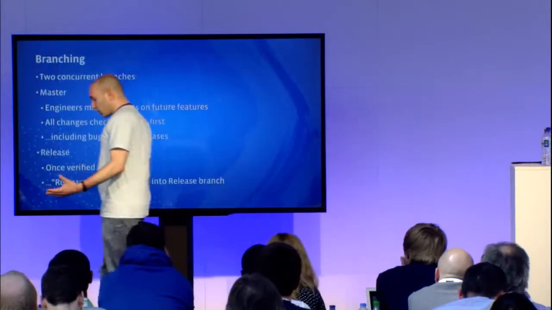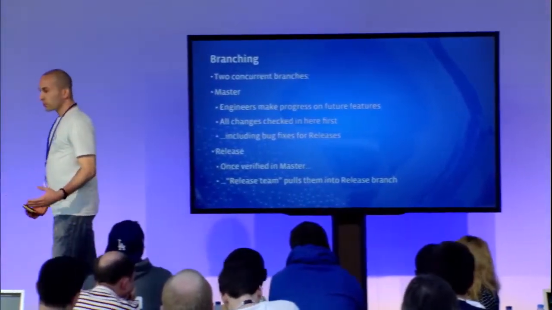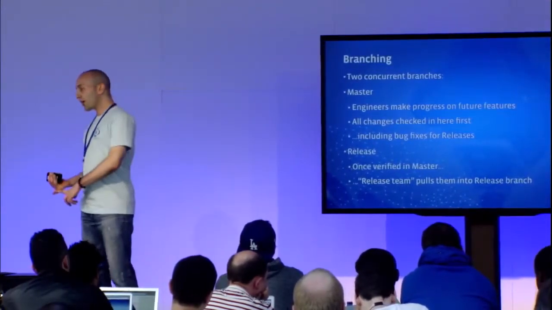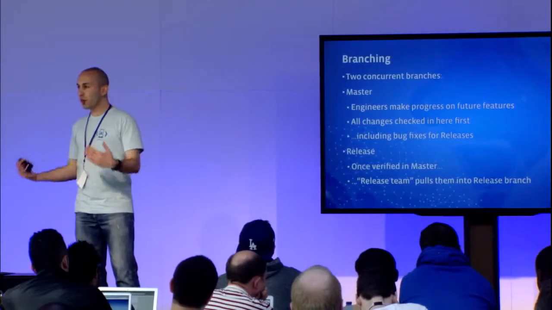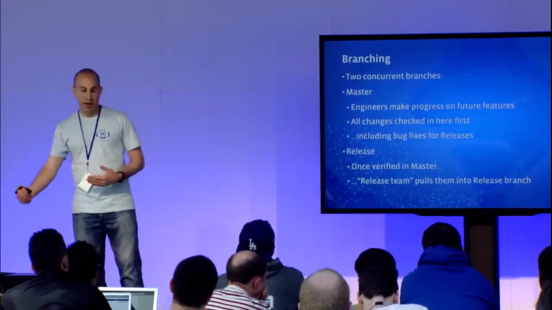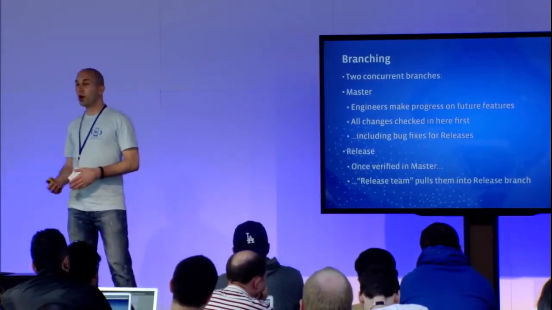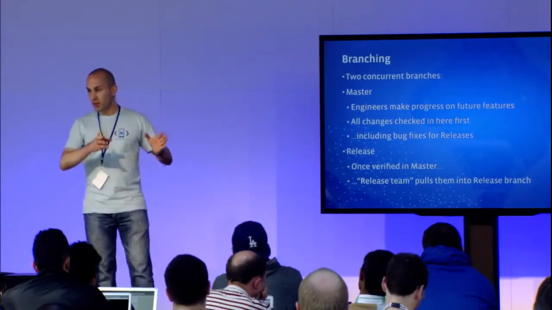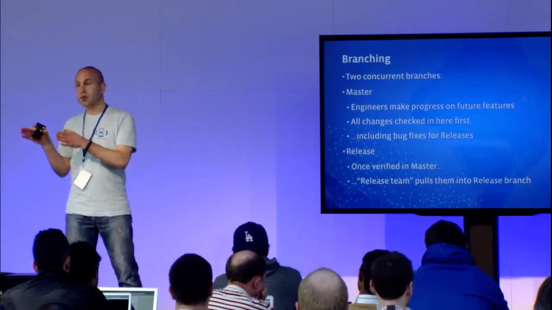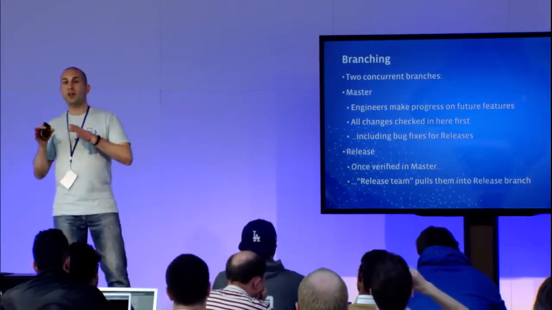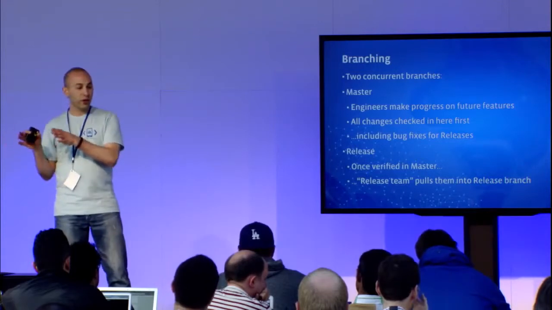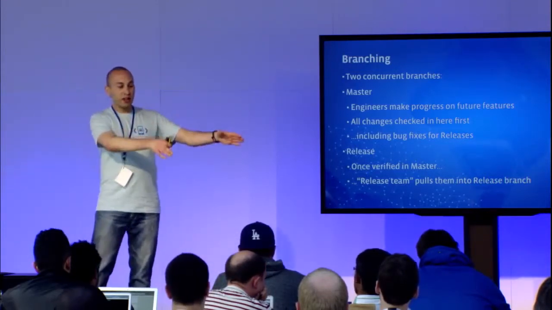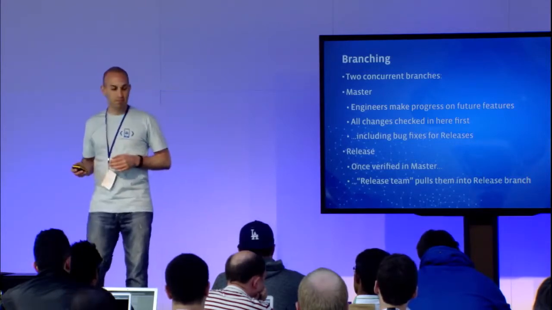Now, as far as branching goes, I've talked a little bit about this. We have 2 branches that run concurrently at all times. One is our master, and master is where all our experiments happen. It's where all our feature development happens. But it's also where all our stabilization happens, because as our release build is running, we check everything in the master first, make sure it works there, and then the release team goes and uses a tool that I'll talk about in a moment called Relief that pulls those changes automatically into the release branch.